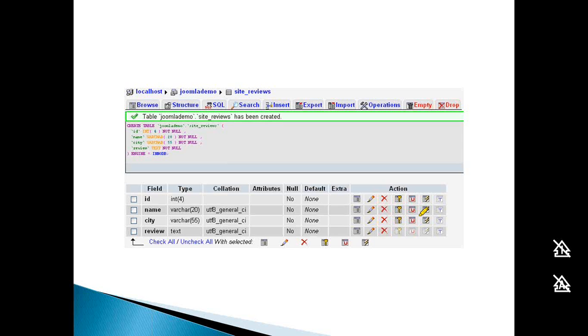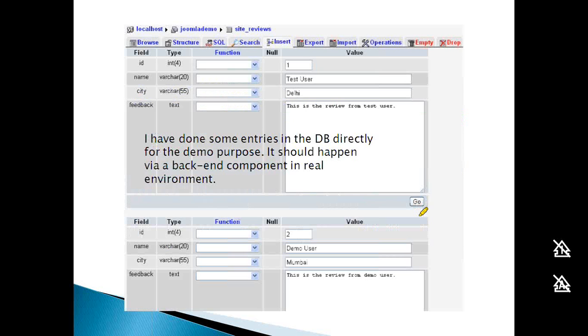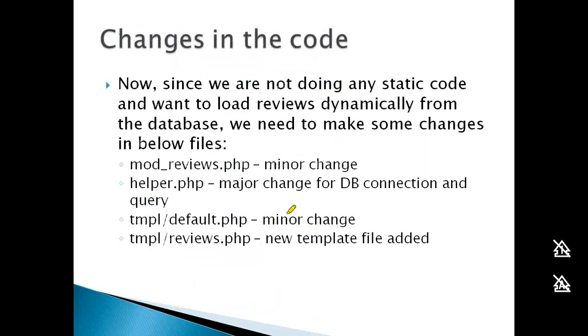So as I said, I have done some dummy entries into the database directly for the demonstration purpose, where for the test user, I have entered the name, city, and feedback for 2 different entries. Now we see the previous example, as well as the newly added code here. I would try to keep a relation with the previous example, so that you can see how many changes are there and how to go a little bit more advanced from the previous basic example.